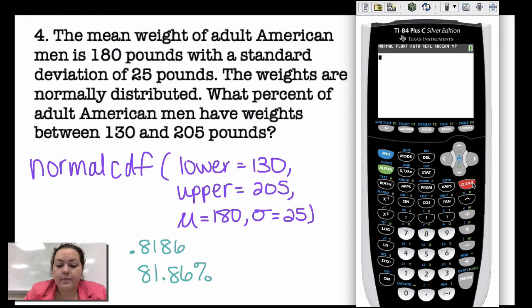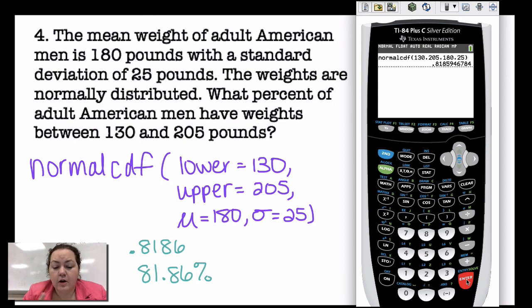All right, when I do this in the calculator, I'm going to go to second vars, my distribution menu, normal CDF, lower bound 130, upper bound 205, mean 180, the standard deviation 25. Paste, enter, and we get 0.8186, or 81.86%.